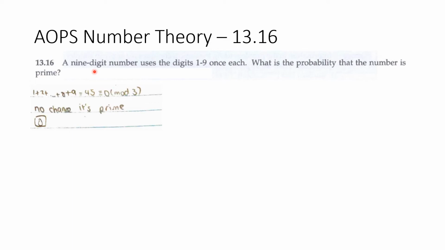So if the 9-digit number uses digits 1 to 9 once each, that means 1 plus 2 plus 3 all the way to 9 is equal to 45. 45 is congruent to 0 in modulo 3, so there's no chance that it's prime, because the divisibility rule for 3 is that the sum of the digits is divisible by 3, and it is, so it has to be at least divisible by 3, so it can't be prime. So the probability is 0.